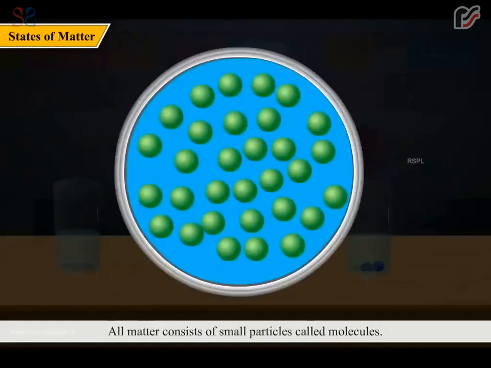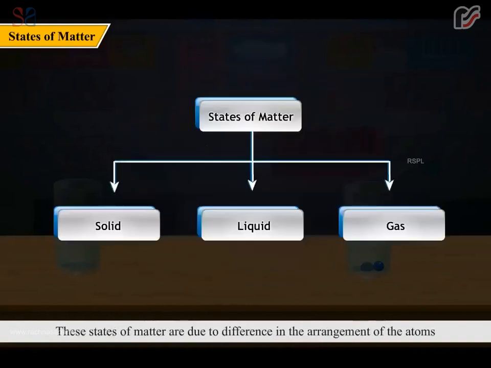All matter consists of small particles called molecules. Molecules further consist of smaller particles called atoms. These states of matter are due to difference in the arrangement of the atoms or molecules of the matter. Let us study the properties of these states of matter in detail.